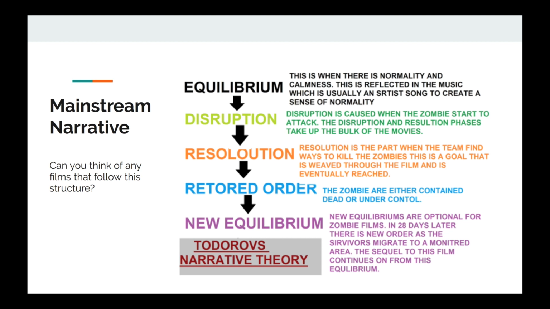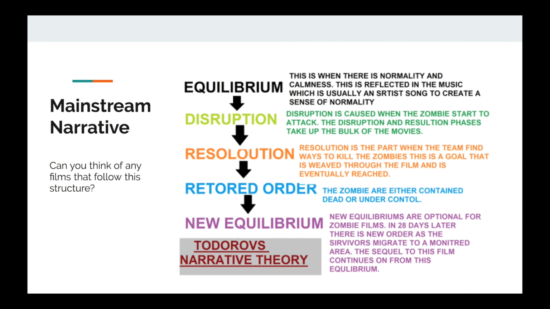In terms of Todorov's idea of narrative theory, all films start with some type of equilibrium. This is when there's normality and calmness. This is reflected in the music, which is usually an artist's song to create a sense of normality. At the start of a Hollywood film, we are introduced to the characters in their state of calmness, in their normalized world, if you like. And then at some point in the first third of the film, there will be some type of disruption.